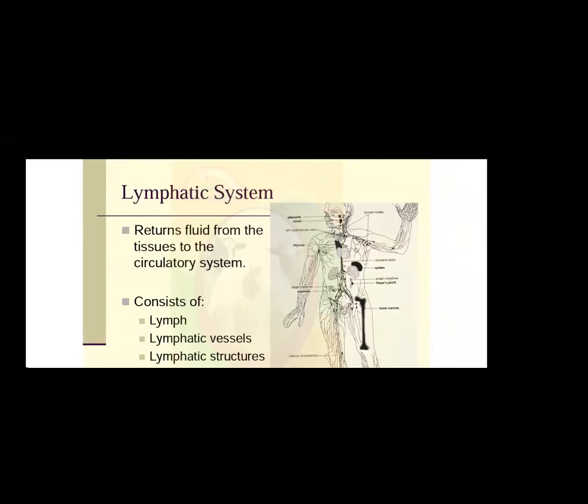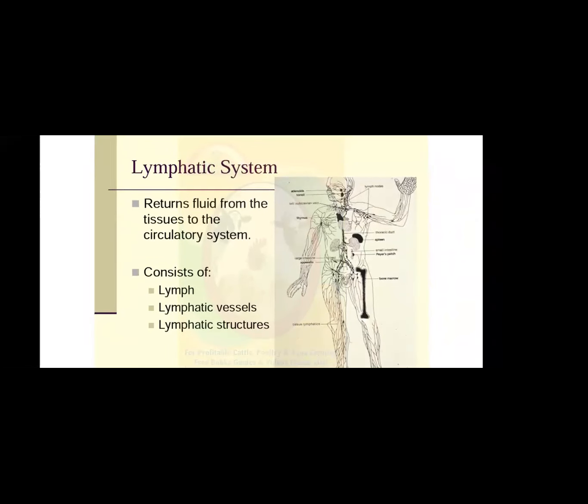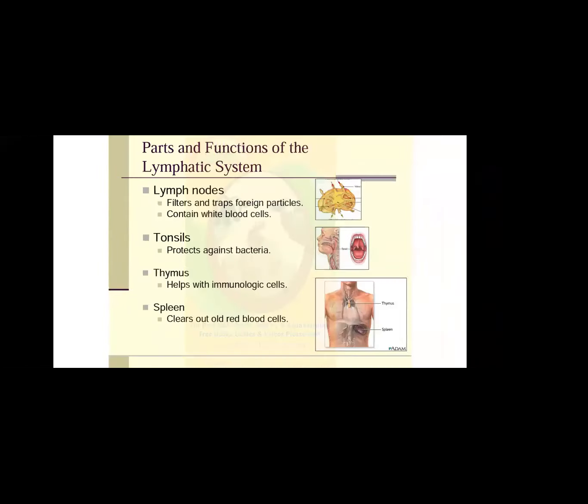So basically, that's how the lymphatic system works and how the immune system works. So now we've got our lymph nodes. Our lymph nodes filter and trap foreign particles that contain white blood cells. So once the white blood cells are moving around in the body, once they find a pathogen that is foreign to them, they obviously engulf it, carry it away from wherever they found it, and take it to the lymph nodes.